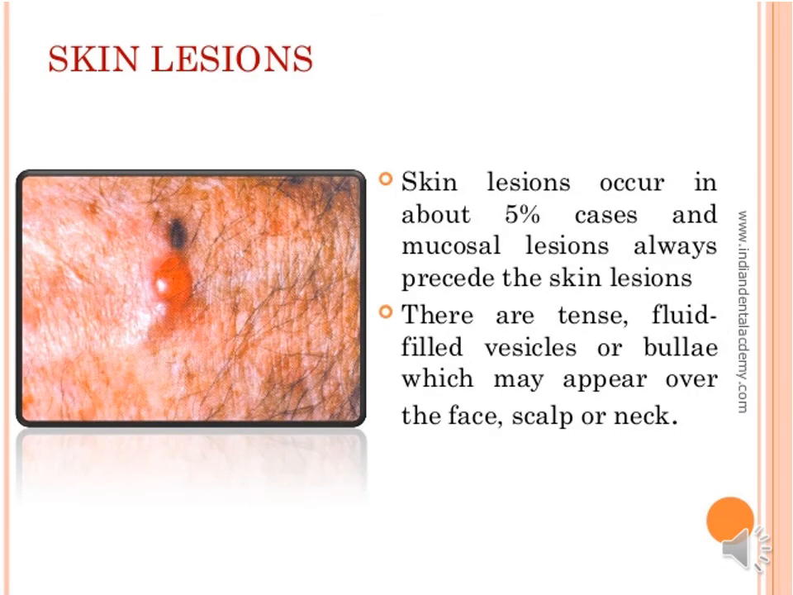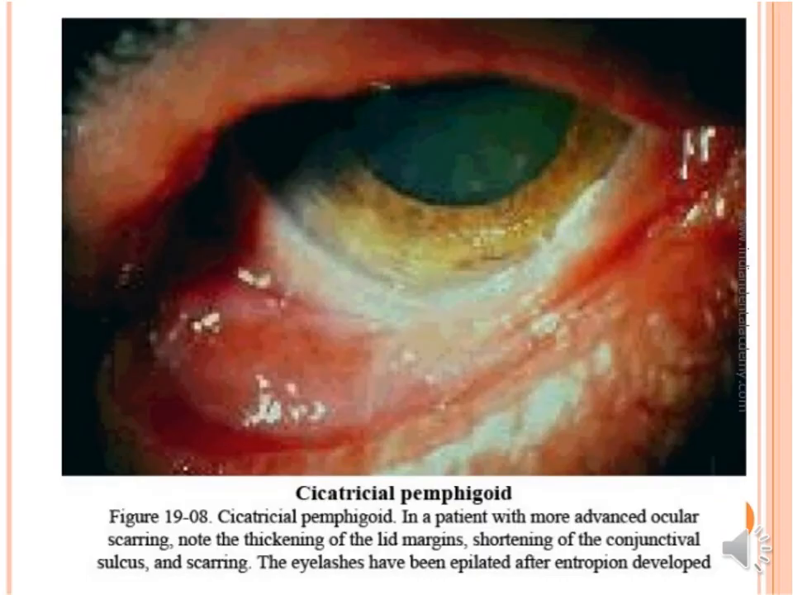Skin lesion. Skin lesions occur in about 5% of the cases, and mucosal lesions always precede the skin lesion. There are tense, fluid-filled vesicles or bulli which may appear over the face, scalp, or neck. The cicatricial pemphigoid, as in the figure, is in a patient with more advanced ocular scarring. Note the thickening of the lid margin, shortening of the conjunctival sulcus, and scarring; the eyelashes have been ablated after inflammation.